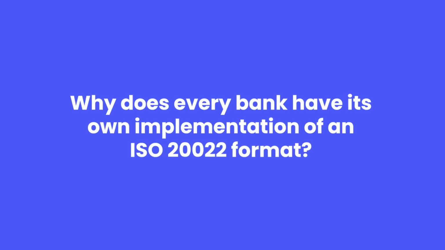Why does every bank have its own implementation of an ISO 20022 format? So the issue is that every bank has different IT systems, different IT setups. To give you an example, there are multiple places in an ISO 20022 message where you can put an address, or you can put a purpose of payment, or you can put a BIC, or you can put an IBAN, if you see what I mean. Or a service level tag, which tells you how urgent the payment is and things like this.